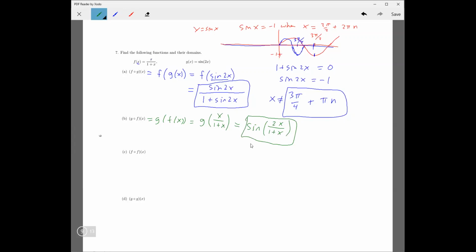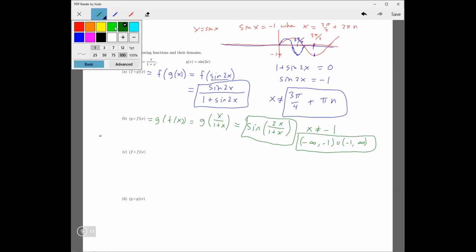And the domain, here the domain, sine's not a problem. It's just this denominator here that is a problem. So x cannot be -1. So you just have to do interval notation that excludes -1, like that. Okay, great.